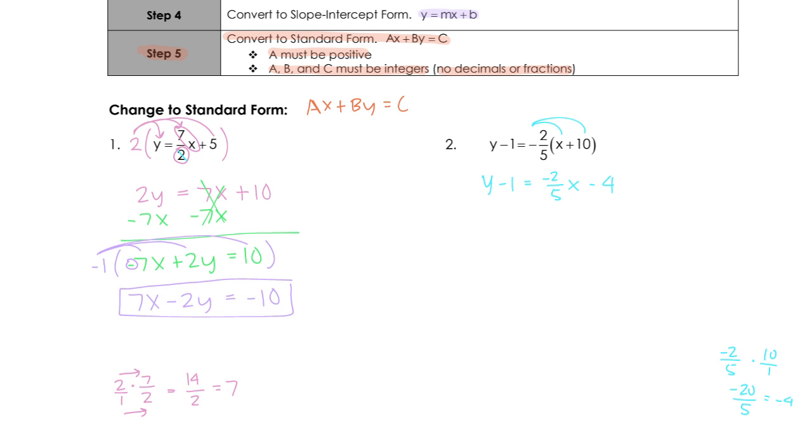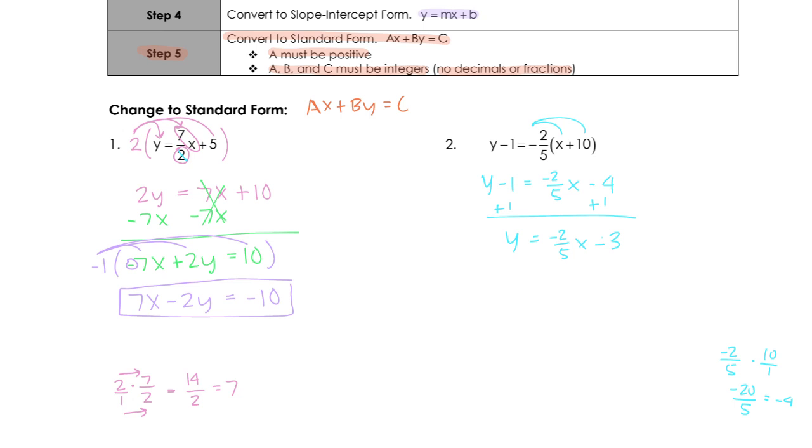Now from here, we're going to add 1 to both sides. So then we have y equals negative 2/5 x is going to stay the same. Negative 4 plus 1 would be minus 3. Now we're at the same place we were to start with number 1. We're in slope-intercept form. We need to convert to standard form.